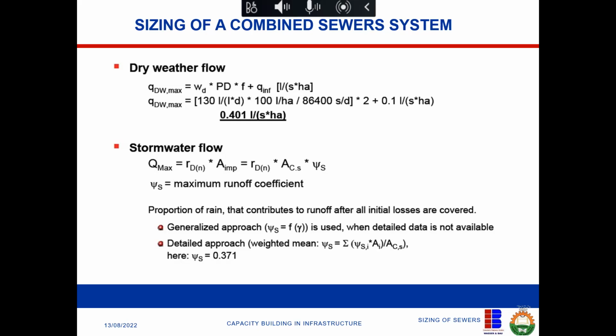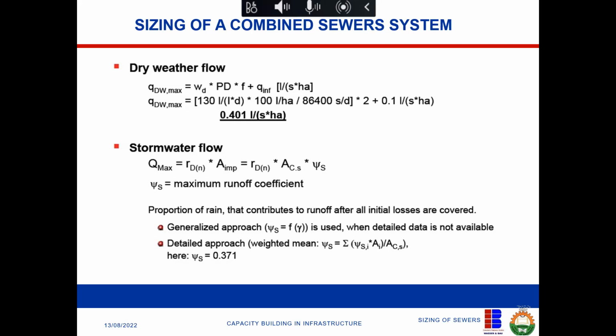So what does it comprise of? I want you to look at that formula very well. The first thing is your water demand, which is W_D. That's the water demand. So the water demand is 130. The second thing is the population equivalent, PD. The third one there is the factor of safety, which is the normal factor of safety.